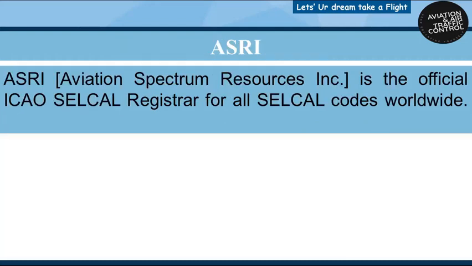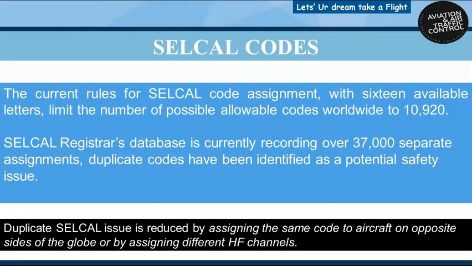Aviation Spectrum Resources Incorporated is the official International Civil Aviation Organization Selcal registrar for all Selcal codes worldwide. The current rules of Selcal code assignment, with 16 available letters, limit the number of possible allowable codes worldwide to 10,920. The Selcal registrar's database is currently recording over 37,000 separate assignments. Duplicate codes have been identified as a potential safety issue.